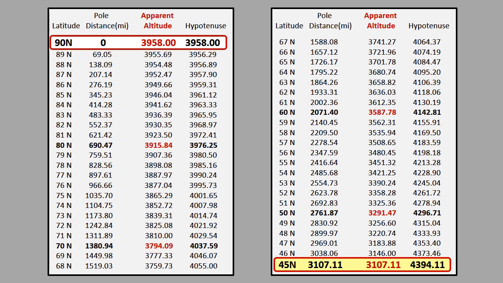The fourth one is the hypotenuse. Basically, this would be the distance of the line of sight from the observer to Polaris, and this is not an important figure. We can just disregard this one. Now, if we go down to the lower right-hand corner at 45 degrees north, you can see the pole distance and the apparent altitude are exactly the same at 3,107 miles, which of course gives us 45-degree apparent height above the horizon.